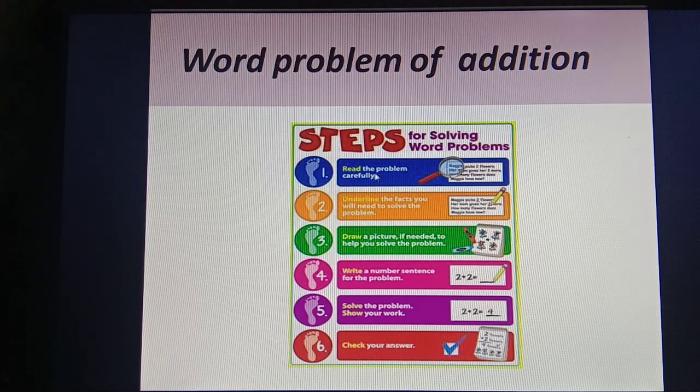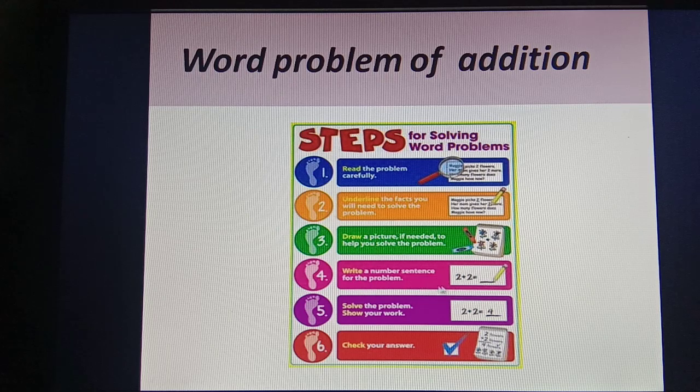What is the first step? Just see, read the problem carefully. First you have to read the question properly. Second is underline the facts you will need to solve the problem. If you are thinking about what the numerical things and facts are that you need to solve the question, first underline them. Next, third is draw the picture if needed to help you solve the problem. Sometimes you can draw a picture related to the word problem, otherwise you can imagine it in your mind and relate the question to your daily routine to find the solution. It will be very helpful for you.